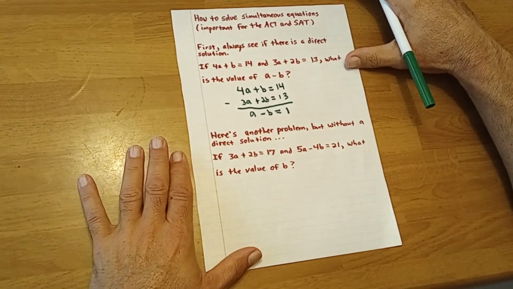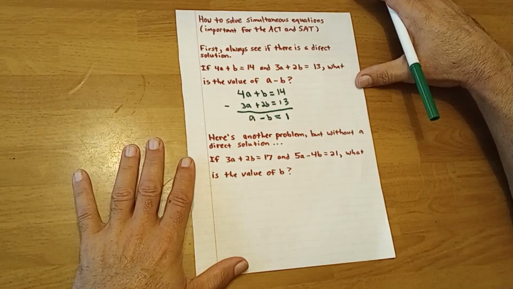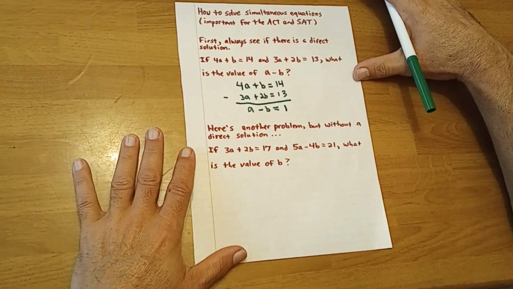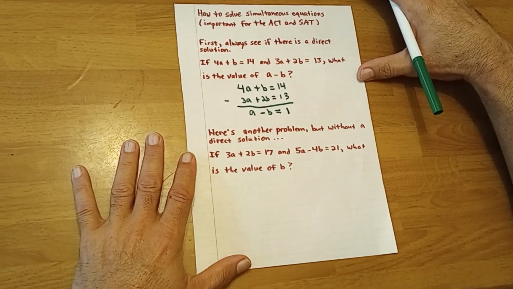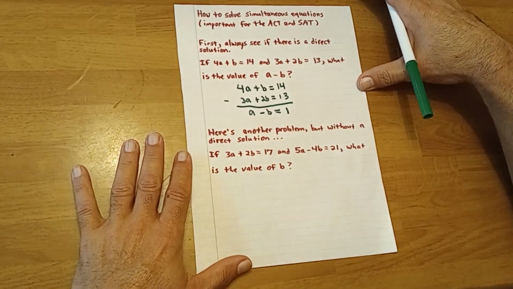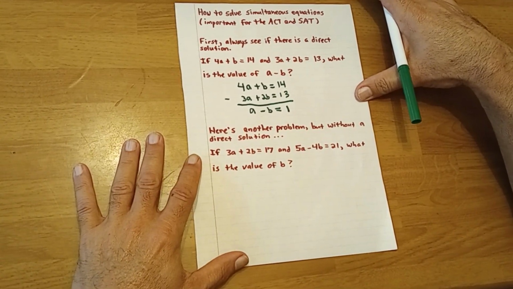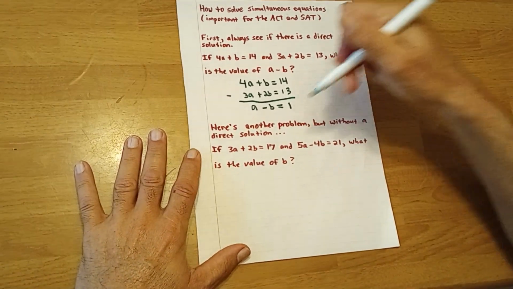We're able to get a direct solution for this problem, simply, in this case, by subtracting. You can probably, I don't know, get one problem out of 3 on the ACT or SAT that will give you a direct solution this way. Okay, now let's see what to do when there is no direct solution. So we're going to do the same thing. We're going to stack our equations.